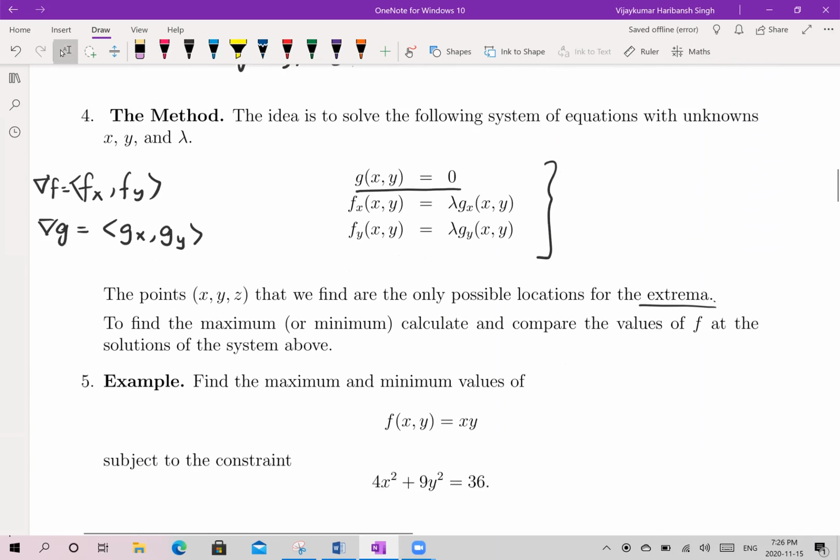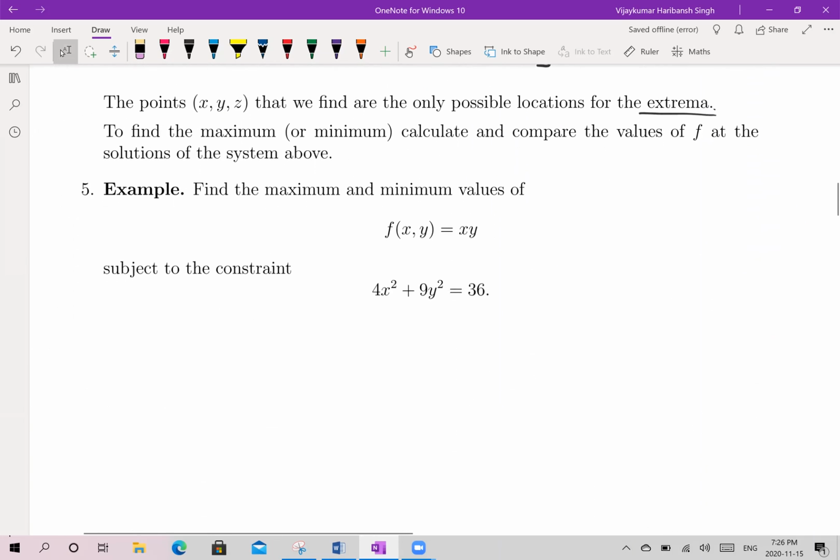Okay, so let's look at the following problem and work it out. Find the maximum and minimum value of this function f of xy subject to the constraint 4x squared plus 9y squared equals 36. First of all, this is the function I want to optimize. People call it the objective function as well. And this is the constraint curve.